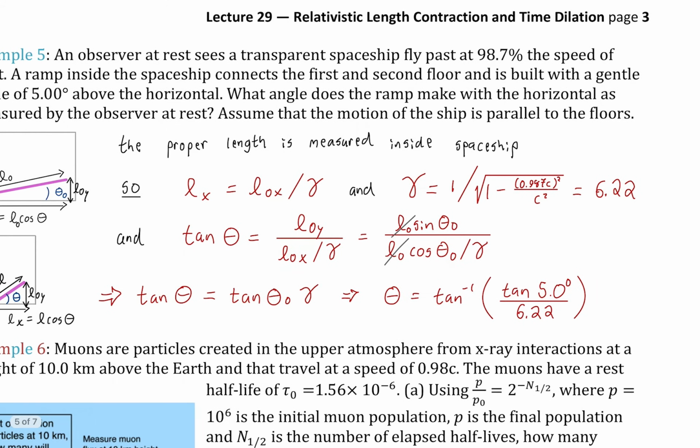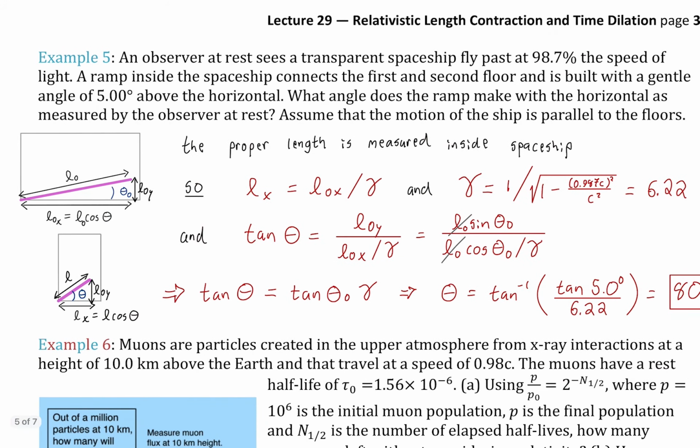So then go ahead and solve for the new angle. And we'll take tangent inverse of tangent of 5 degrees, the initial angle, right, due to the uncontracted length, and then divide by the gamma factor of 6.22, and what do we get? 80.6 degrees. Wow, a lot of effect. But of course, we are going very fast, so this figure is not to scale, right?